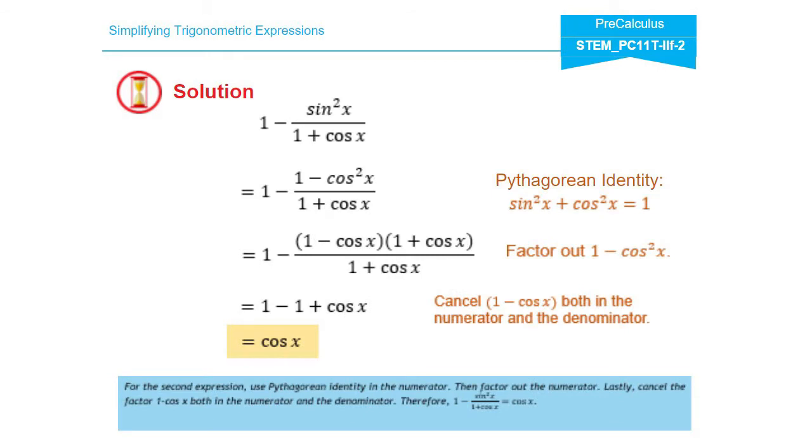Next, let's have 1 minus sine square x over 1 plus cosine x. So, we change the numerator sine square x into 1 minus cosine square x. It came from the Pythagorean identity sine square x plus cosine square x equals 1. And then as you can see, 1 minus cosine square x is in the sum and difference pattern when factored, because it is in the difference of two squares. So, now we can cancel 1 plus cosine x. It will be 1 minus 1 plus cosine x. And 1 minus 1 equals 0. So now we have cosine x.